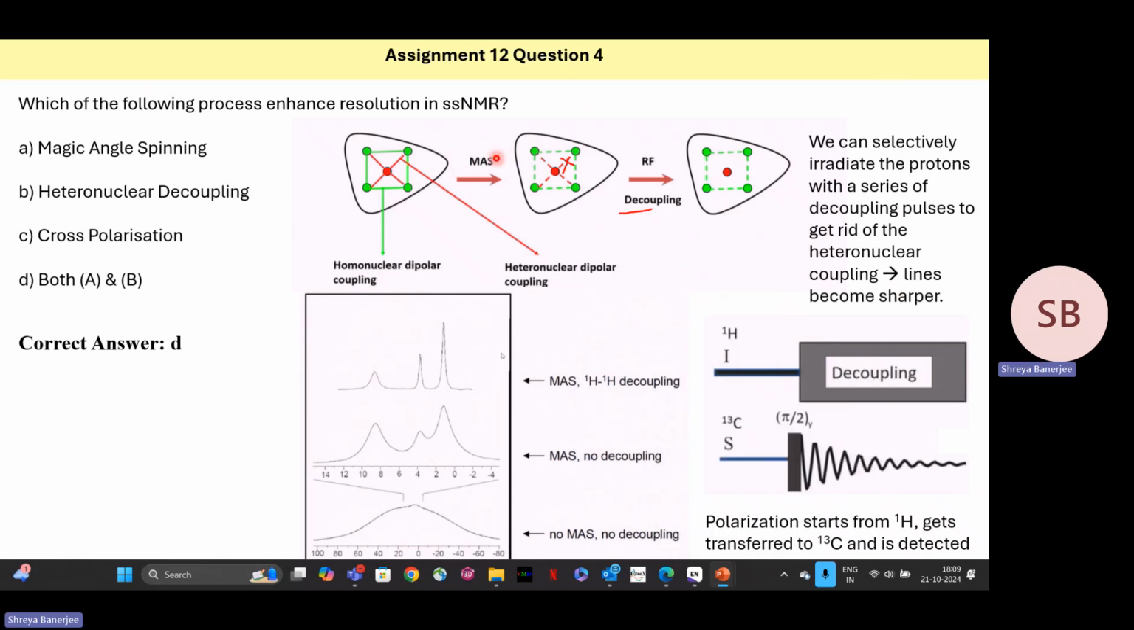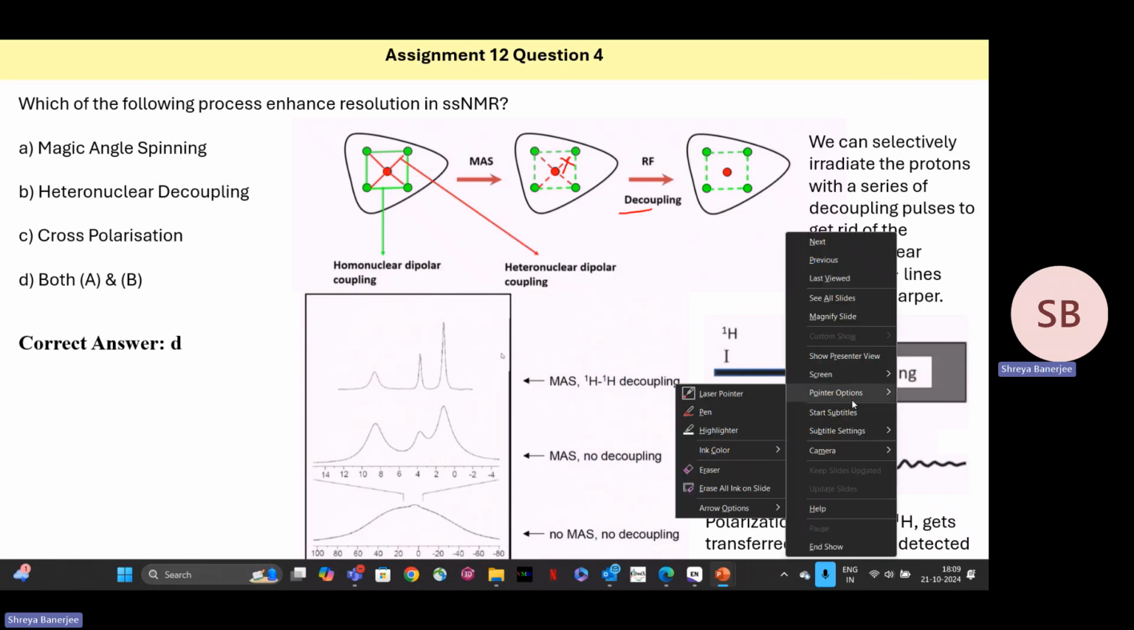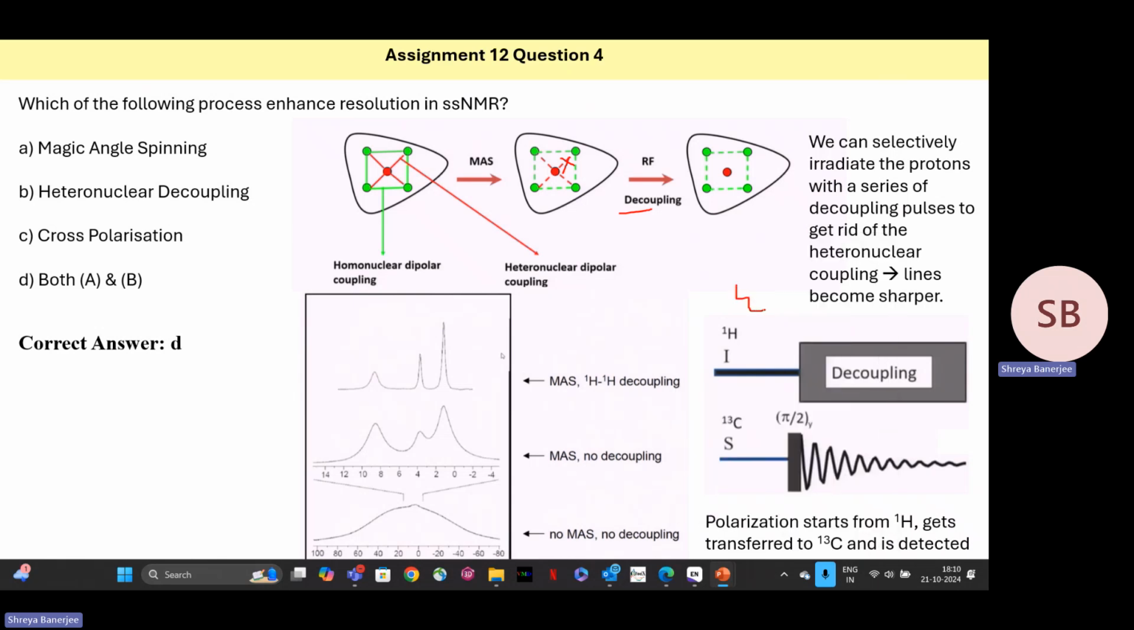So both MAS and RF decoupling result in enhancing the resolution. You can see the pulse sequence here where the excitation starts from 1H and then it is transferred to 13C, and you detect the 13C. But the 1H is decoupled using an RF pulse like this on 1H, which results in cancelling out all these heteronuclear couplings.